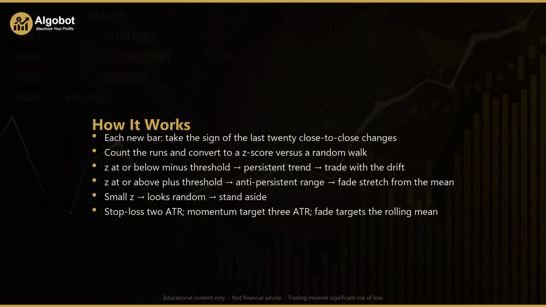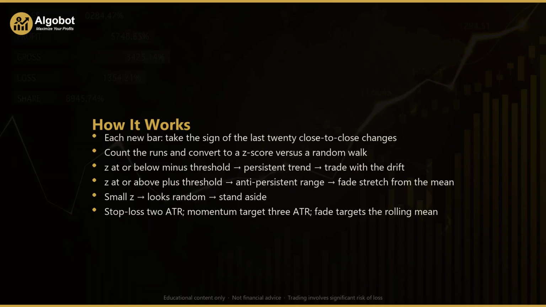The strategy walks the last 20 close-to-close changes in order. Flat changes, where the close did not move, carry no sign, and are skipped. Every up change adds to the up count, every down change to the down count, and a new run is counted each time the sign flips. If there are fewer than 10 usable changes, there is not enough data to judge, and the EA waits. If every change shares the same sign, that is one unbroken run, the most persistent case possible, and the score is pinned to its extreme. Otherwise, the observed run count is standardized into a z-score against the random walk mean and variance.